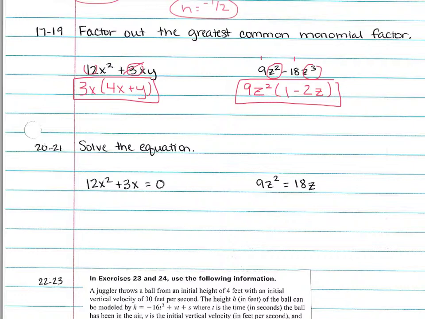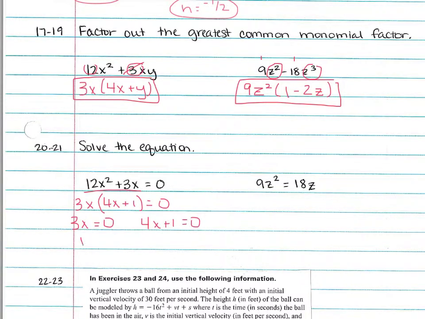I can use that same method to help me solve an equation. So what I need to do on this first part right here is factor out a greatest common monomial. So I can factor out a 3 and an x, which leaves me with a 4x for the first part and a 1 for the second part. So I set each of those parts equal to 0. So 3x equals 0, and 4x plus 1 equals 0.